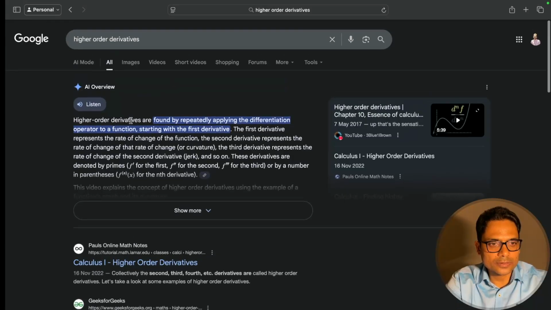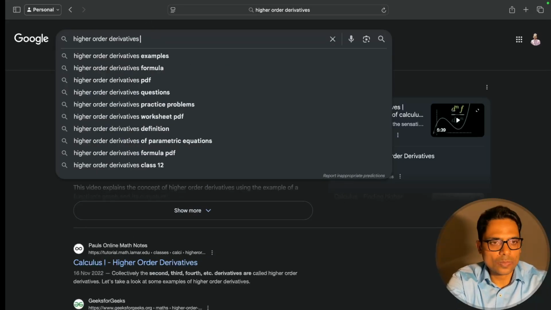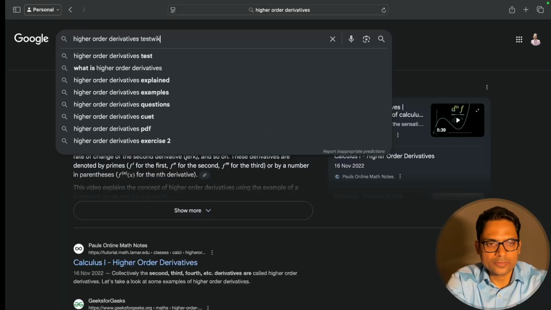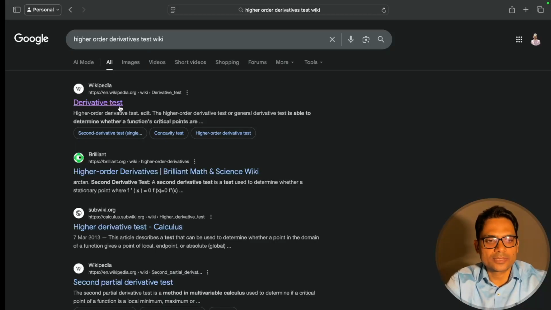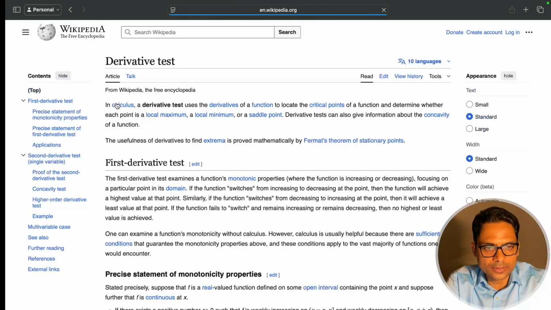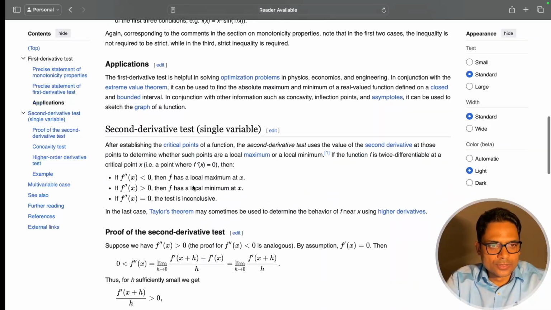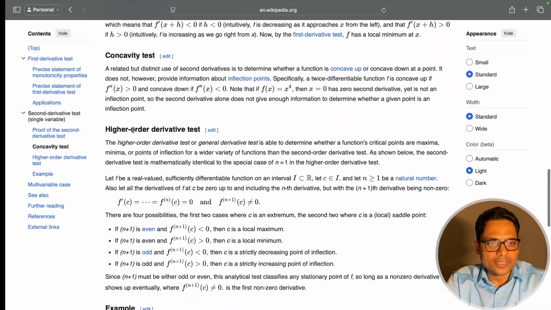Where is the link? Derivative test wiki. Okay, it is called the derivative test. So let's look at it. If you go, there will be a higher order derivative test. Yeah, this is what I'm talking about. Higher order derivative test or general derivative test is able to determine whether a function's critical points are maxima, minima, or points of inflection for a wider variety of functions than the second order derivative test.